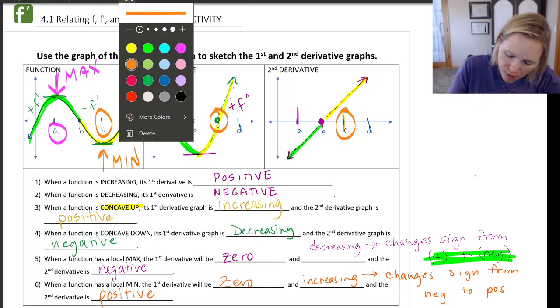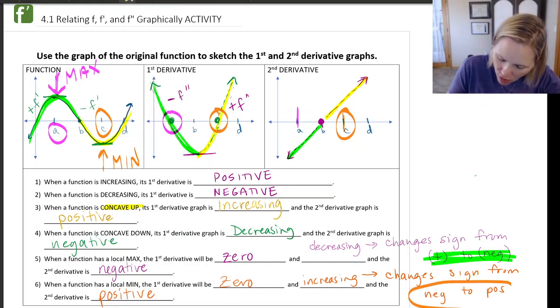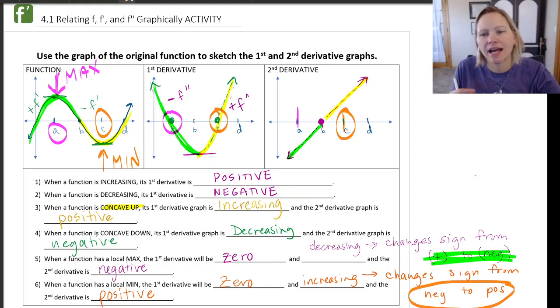And that's what we want to focus on. That bit of information is what your AP graders are going to be looking for when they look for that evidence. So anytime you tell me that somewhere you have a max or a min, you need to tell me 2 reasons why. First reason is always that the first derivative is 0. The second reason depends on what other information is given. If you have info about the first derivative, you can say that we changed sign from positive to negative, therefore I have a maximum. Or you can say we changed sign from negative to positive, therefore I have a minimum.